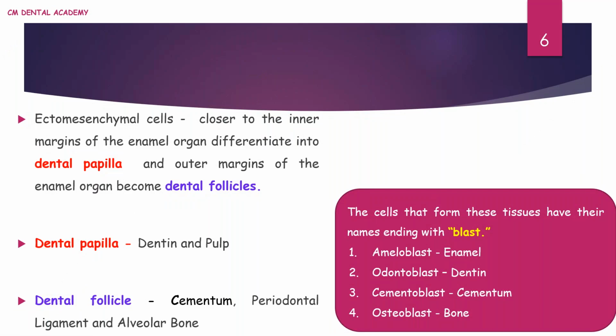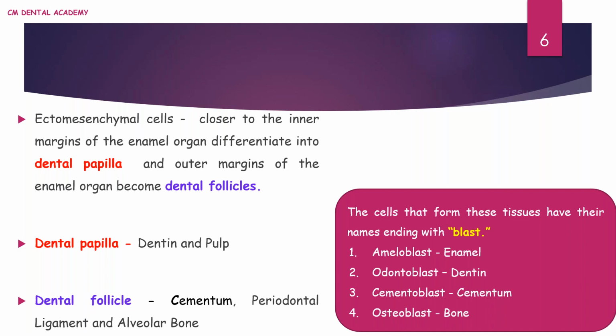Ectomesenchymal cells, which are close to the inner margins of the enamel organ, differentiate into dental papilla. From the primitive oral cavity, first there is a formation of enamel organ. The inner lining of this enamel organ leads to formation of dental papilla. And from the outer lining, it leads to formation of the dental follicle.